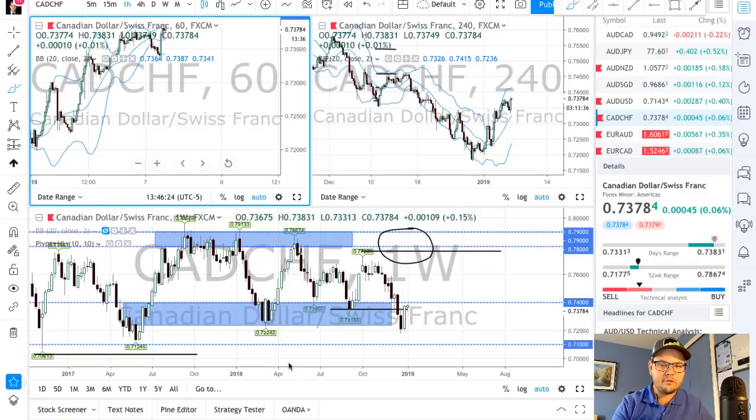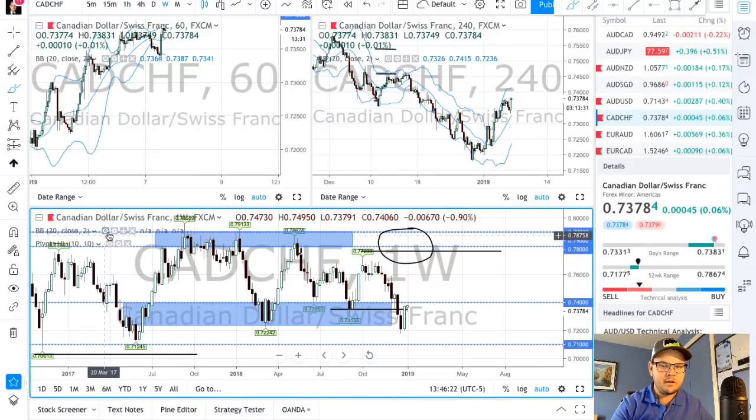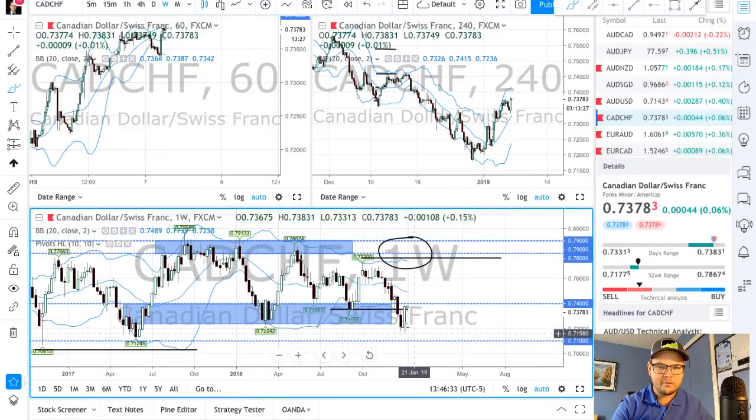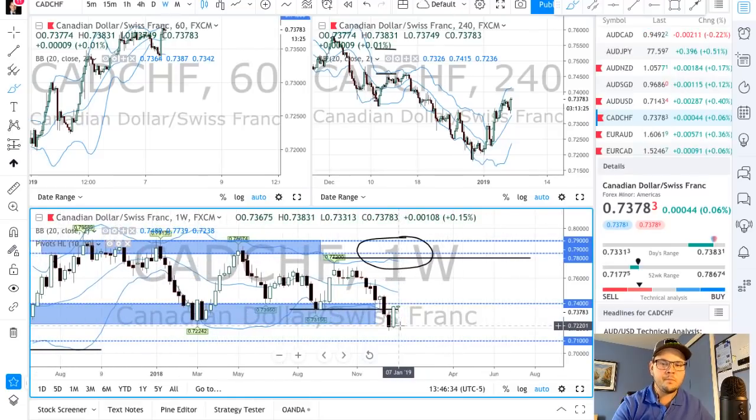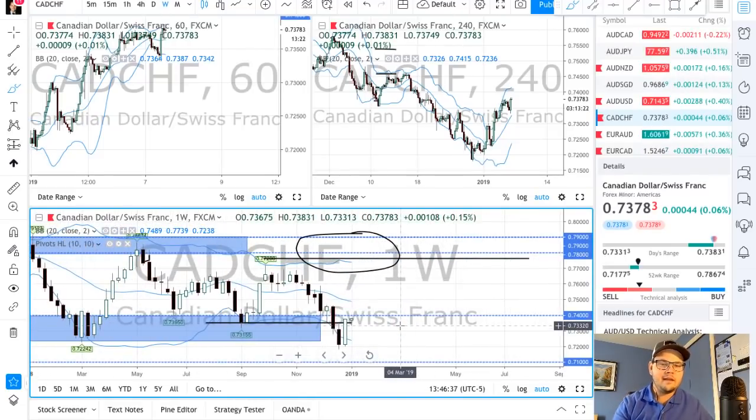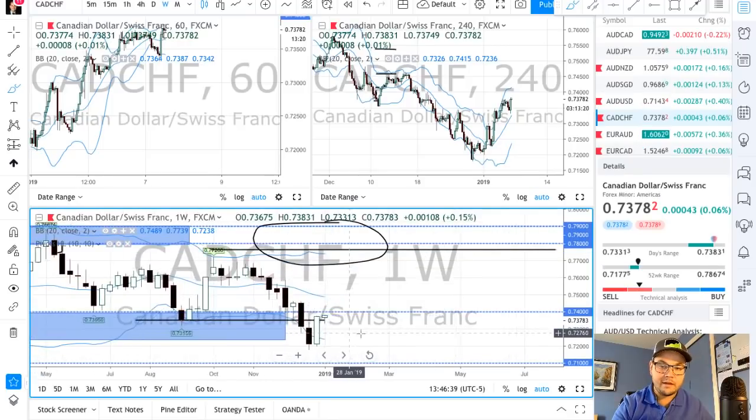CAD CHF is doing the same. I think here we might have a setup on the weekly chart. I'm just going to verify this. But I never trade a weekly chart. It's just that now this is pretty well arranged. So if you want to trade the weekly chart, here's the setup you could take. I don't, but you could.